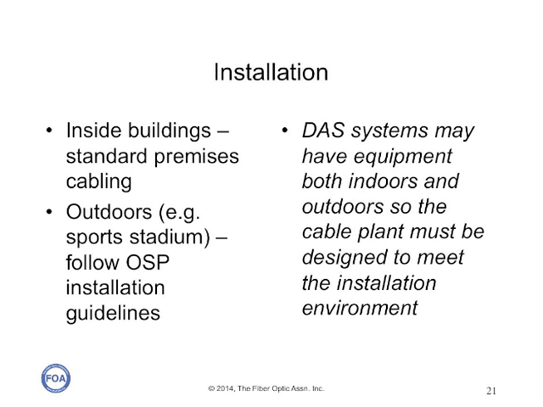A DAS may be installed indoors, like in a convention center or an airport, or outdoors, like a sports stadium, or a combination of both, like a college campus. The type of location will determine the type of cabling components and installation techniques necessary for that particular application.